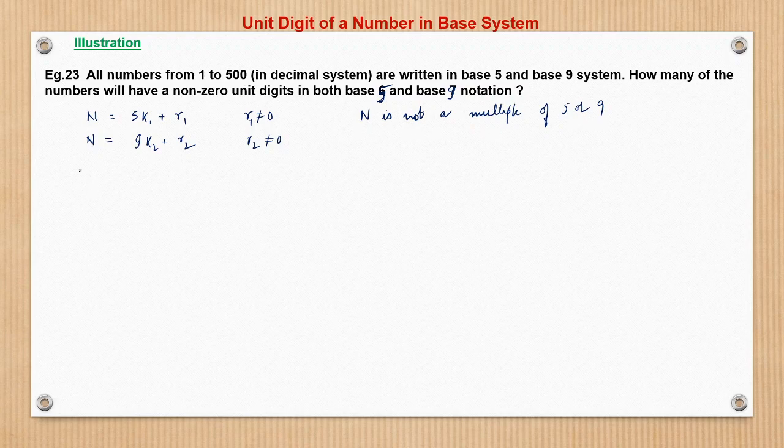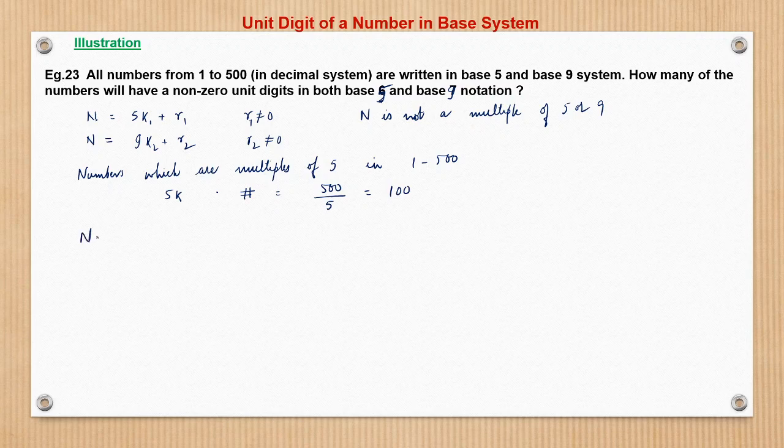So how to find this? This also we have seen many a time. So first we'll find numbers which are multiples of 5 in 1 to 500. How do we check? That is nothing but 5k form. So that will be given by 500 by 5, which is 100 numbers.